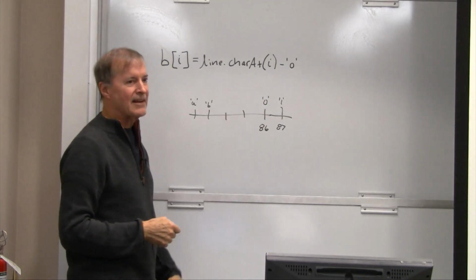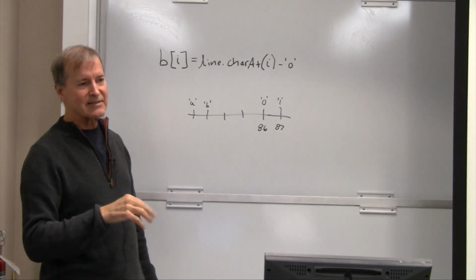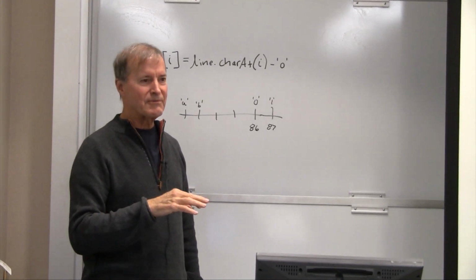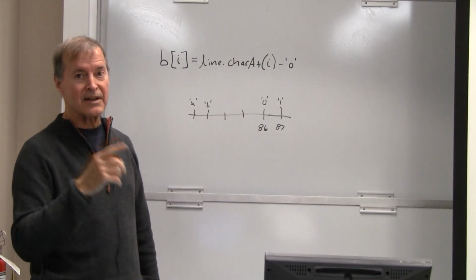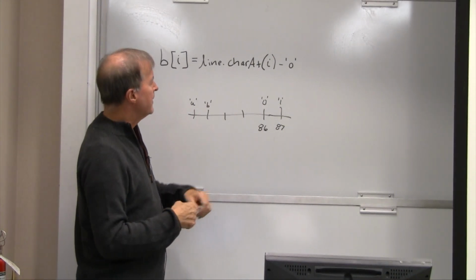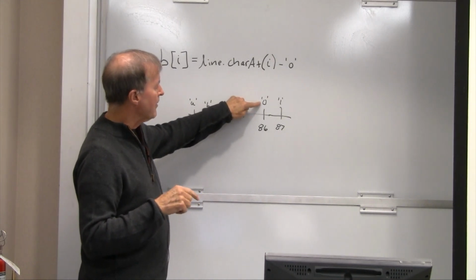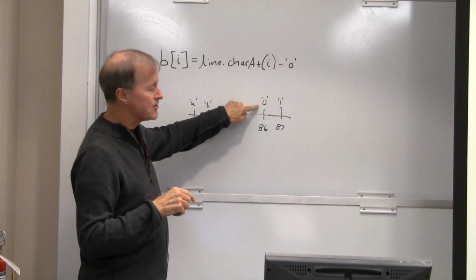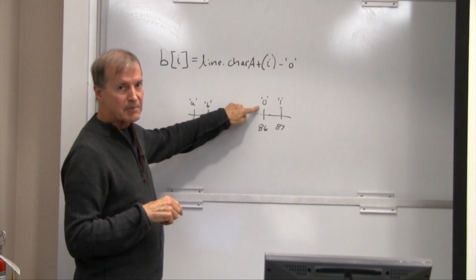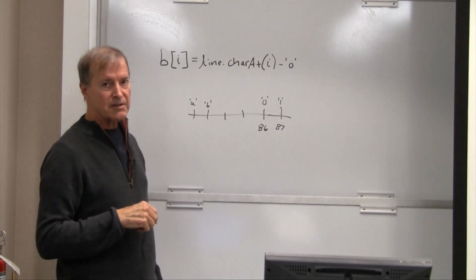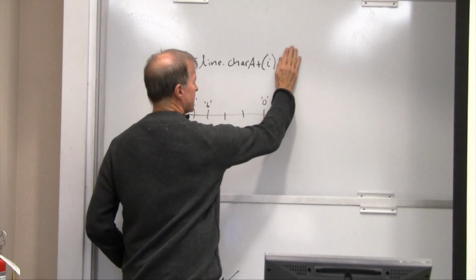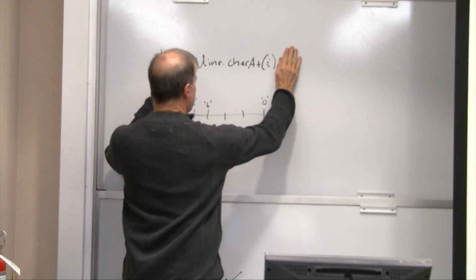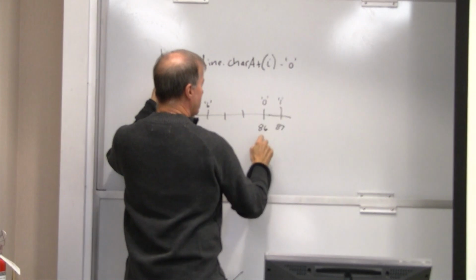This is a little well-known feature of these C languages. You should know this, actually. What we are doing is we are converting the character value 0 to the integer value 0. That's what we are doing. See, if you didn't subtract, if you just said line dot charAt I, then B sub I, if it was the character 0, it would be 86.